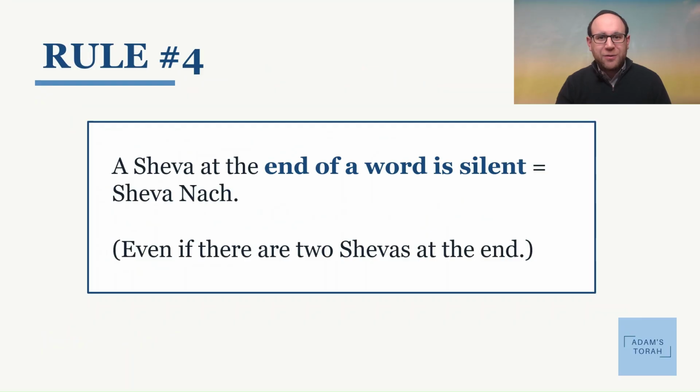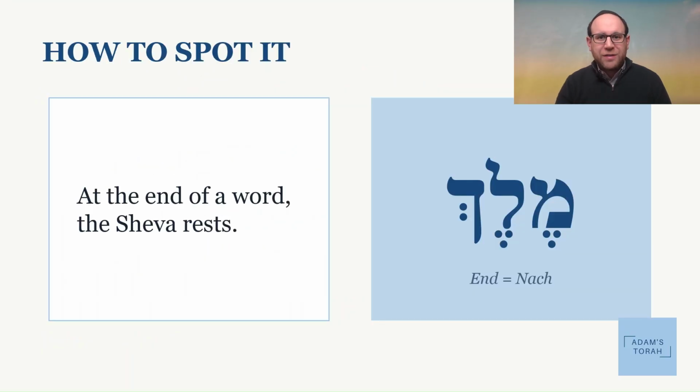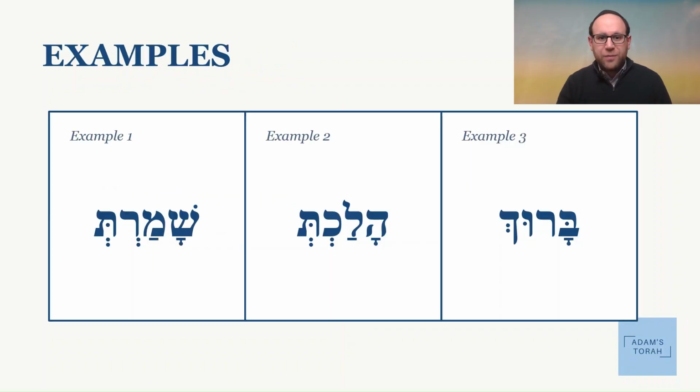Let's look at some examples. For example, this word on the screen is the word Melech, king. You'll notice that under that chaf sofit, there is a dagesh, those two dots. Therefore, this word is melech, because it's a Sheva Nach. It's not pronounced as meleche, which would be a Sheva Na, but it's melech. It closes off the syllable, it closes off the word.